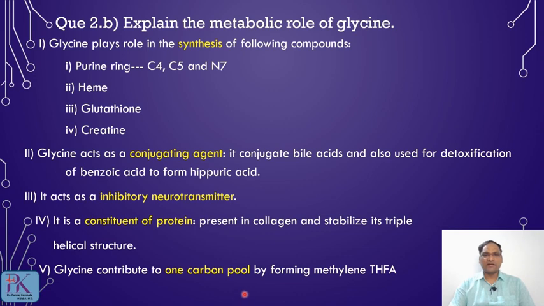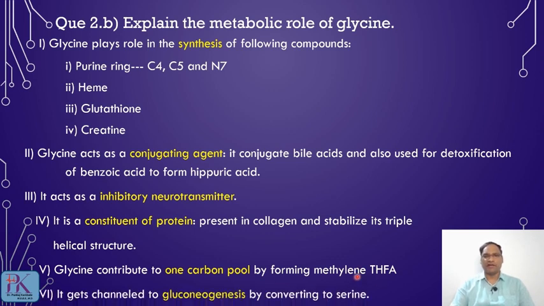It contributes to the one carbon pool by forming methylene tetrahydrofolic acid. Now it is a glucogenic amino acid. It is channeled to gluconeogenesis by converting into serine. So glycine gets converted to serine, serine to pyruvic acid, and it gets channeled to gluconeogenesis. So these are the metabolic roles of glycine.